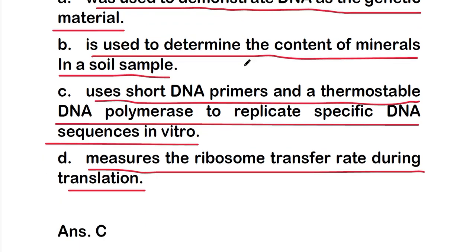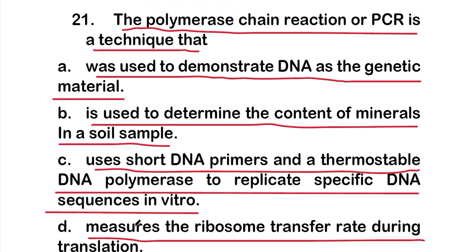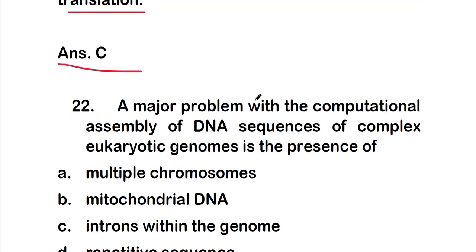So the right answer is option C. That is, this PCR technique uses short DNA primers and a thermostable DNA polymerase to replicate specific DNA sequence in vitro. Okay, so this is known as polymerase chain reaction or PCR. So let's move on to question number 22.